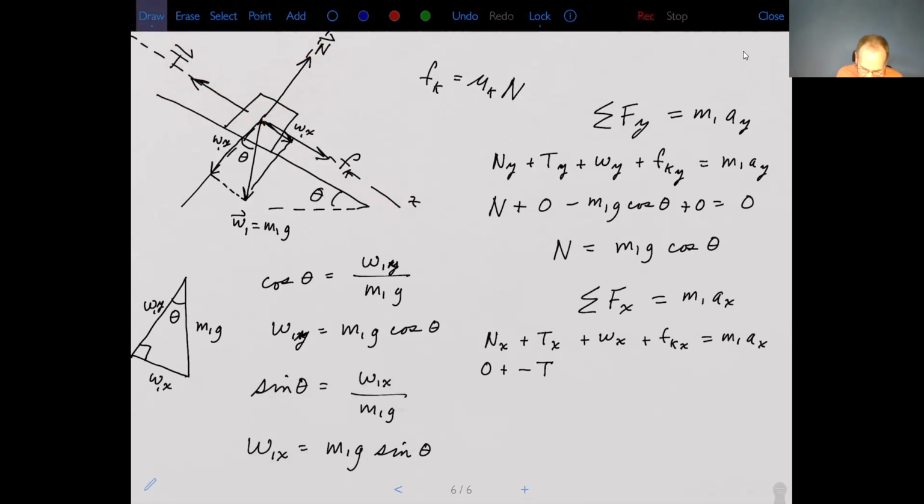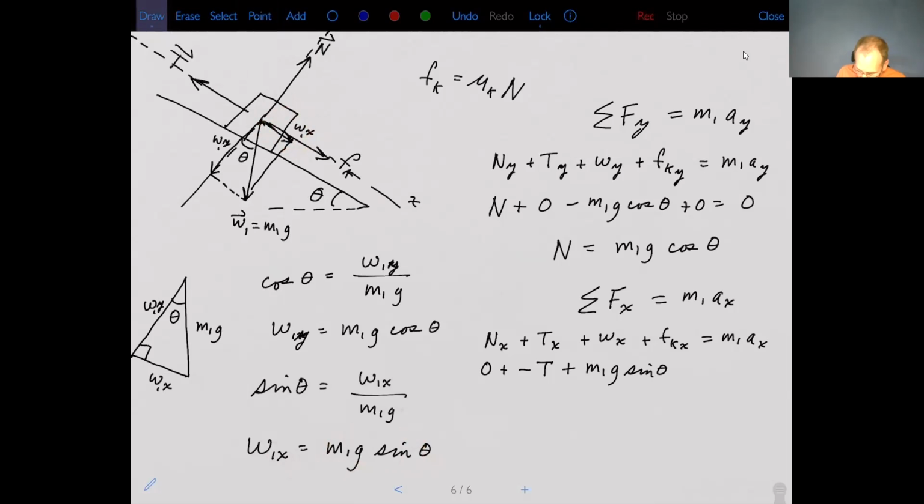The entire tension. What about the x component of the weight? Well, remember that was acting in the positive x direction, and we calculated it here. It was m1g sine theta. So this is plus m1g sine theta. And then what about the frictional force?